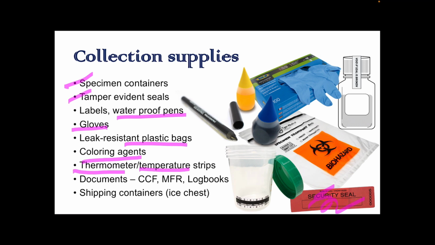Thermometer or temperature strip. This is an example of a temperature strip. This temperature checking is part of validity testing of urine specimen prior to actual drug testing procedure. And if ever there is discrepancy in temperature or even pH of the specimen, then the specimen is rejected, especially if signs of adulteration were seen in the specimen. Also, documents are needed such as CCF, MFR and other logbooks, and of course, shipping containers or ice chest.